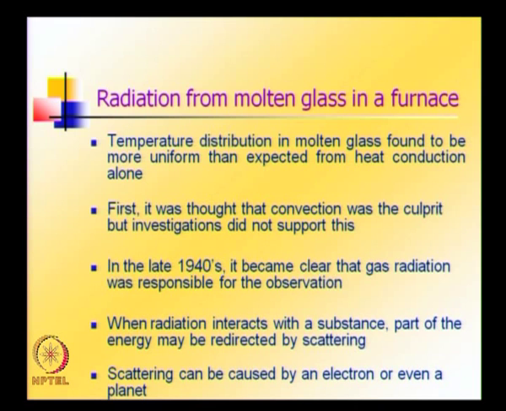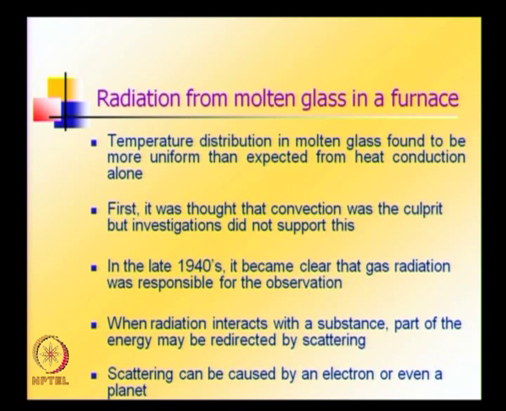Then they thought that convection is the culprit. There may be some convection at the boundary, then you put Q equal to hA delta T, minus k dT by dx equal to hA delta T at the boundary and all that. They could not get agreement. Finally they found out that the glass itself has emission and absorption characteristics, and therefore you have to integrate this conduction with the equation of transfer. So in the late 40s it became clear that radiation was responsible for the observation.